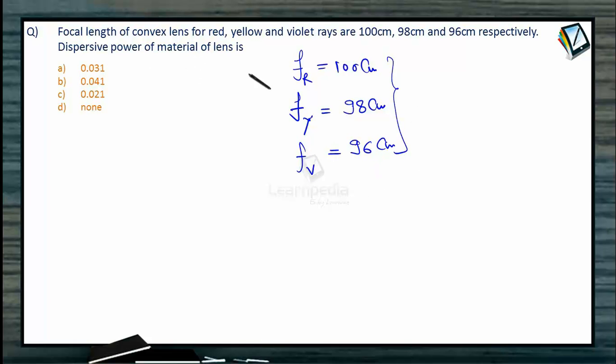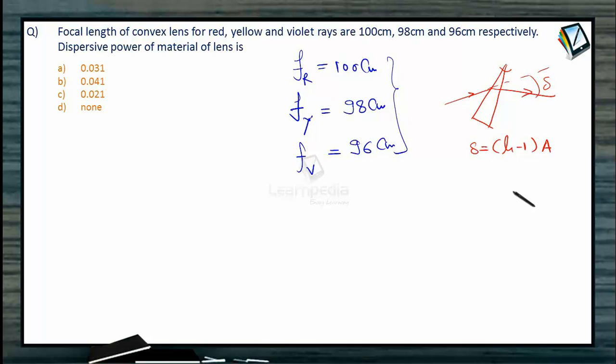What is the dispersive power of the material of the lens? So we have to find the dispersive power. First of all, let me quickly explain what exactly the dispersive power is. In case of a thin prism, if you remember the formula of deviation, the deviation produced is given by mu minus 1 into A, where mu is the refractive index of the medium of the prism and A is the angle of the prism.